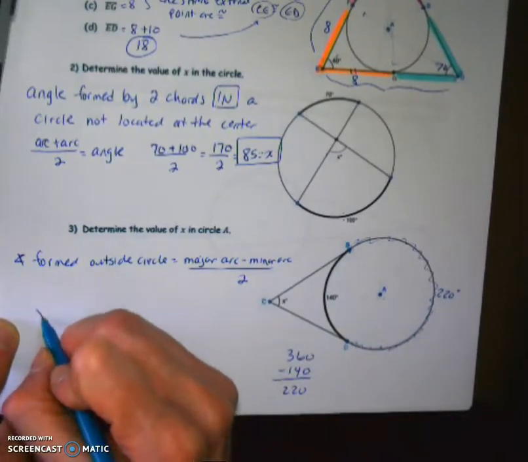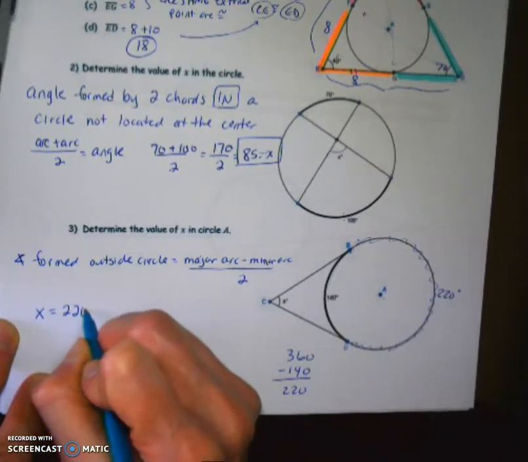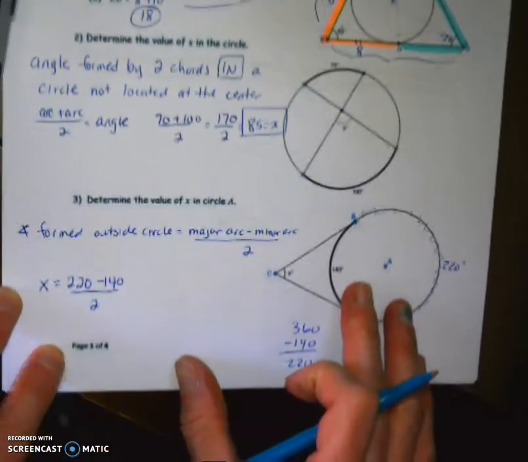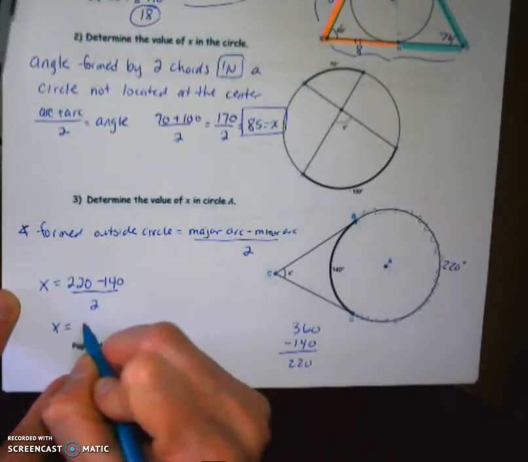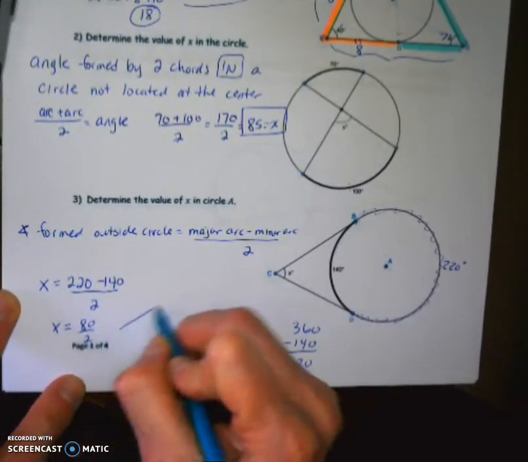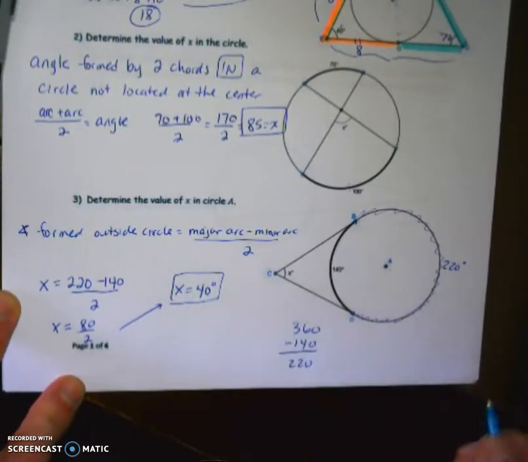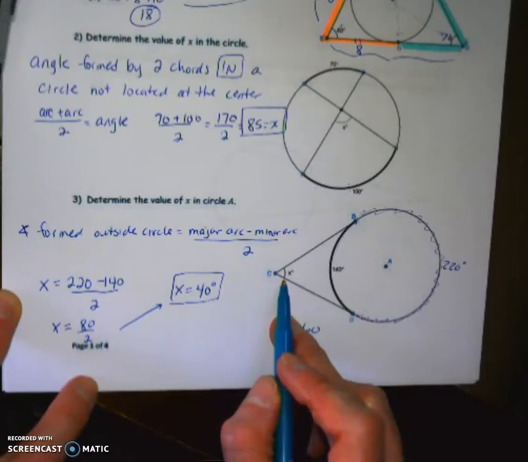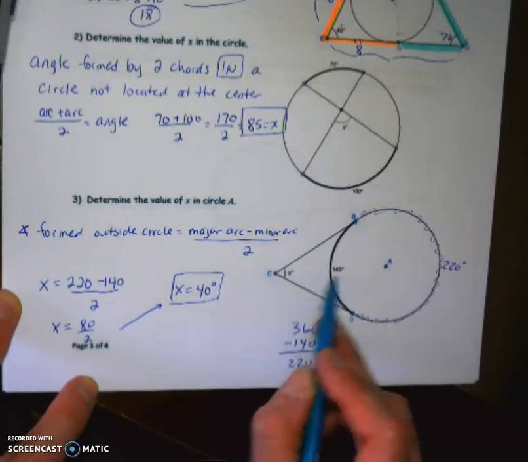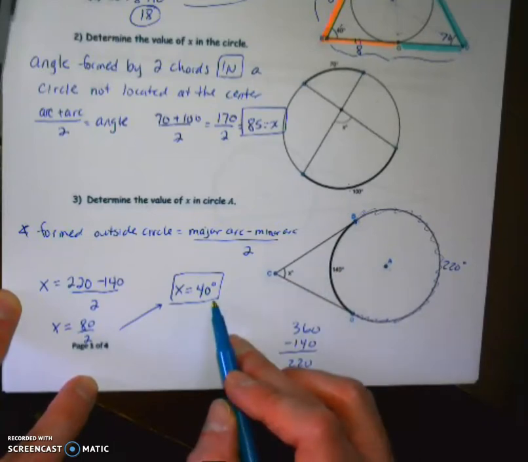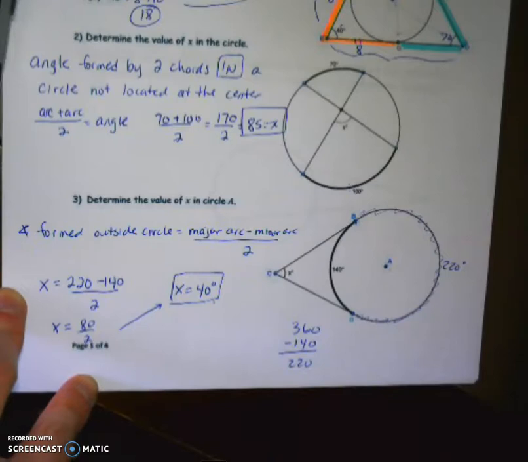So to find x, we're going to take 220, subtract 140, and divide that by 2. So that becomes 80 divided by 2. So the angle x is equal to 40 degrees. This is a special angle. It's an angle formed by 2 tangents, and it's supplementary to the minor arc. So you could have done 180 minus 140 and still gotten the same answer. So a lot of different ways to do these problems. You just have to show all your work.